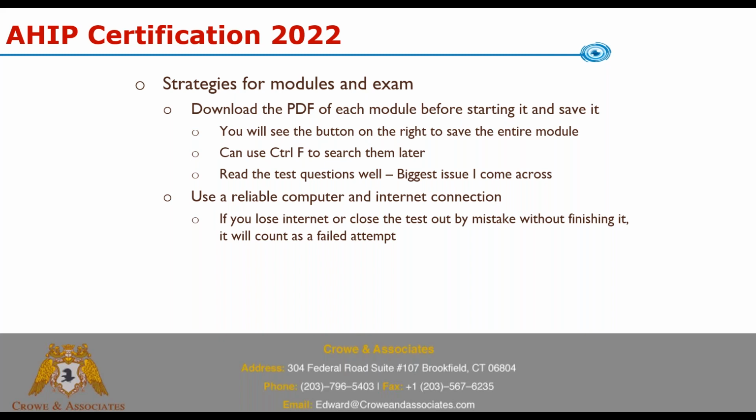Use a reliable computer and internet connection. That happens a lot. I get people saying, well, I was almost done and I lost my internet or my computer froze, and that counts as a fail. When you go in, you've got to complete the test. So make sure you have reliable internet and a reliable computer, because that'll count as a fail, and they won't care if you said you lost internet or your computer broke. If you fail 3 times, you're going to have to buy the exam again, and a couple of the companies are not going to let you write.